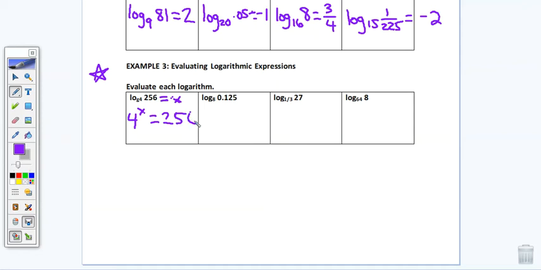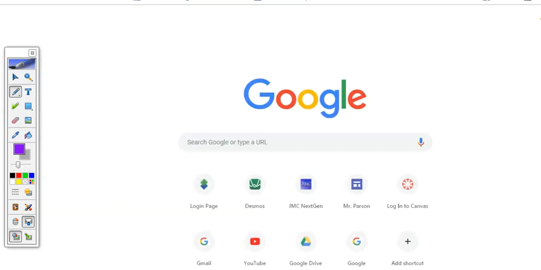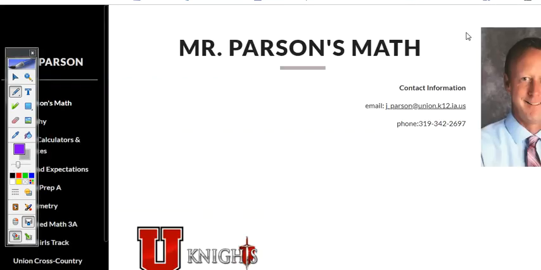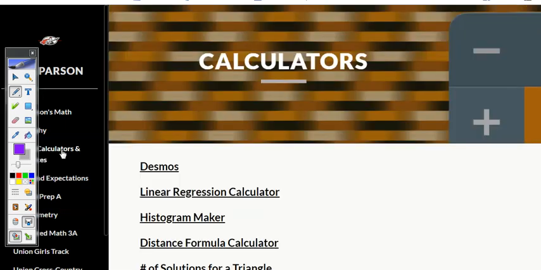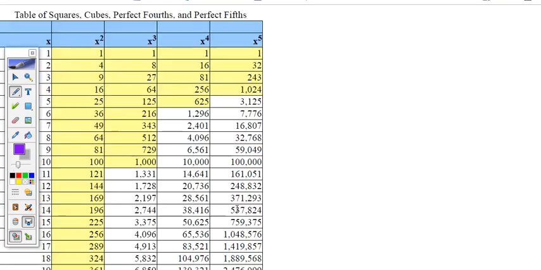Okay. And I think that this is where the chart can come into play. So I'm going to jump back into that chart that I have on my website. Let's find that quickly, kids. Calculators and resources. What did we call that? Like the nth row chart? Perfect nth row table. Okay.